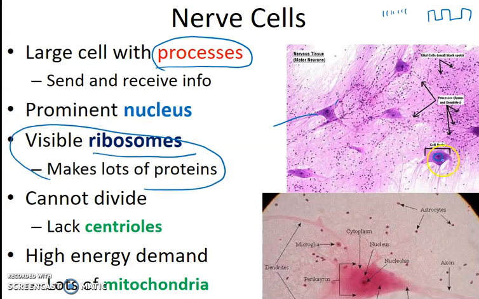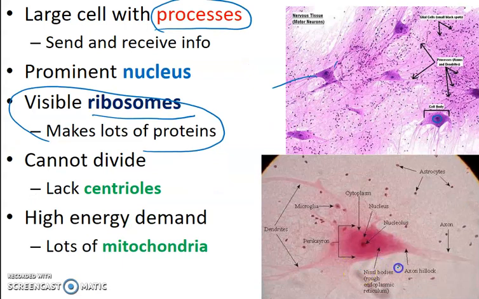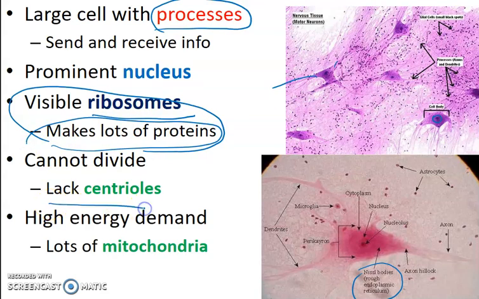So this stain, see how they're actually very, very dotted in here? That's actually something called Nissl bodies. So this one actually labeled the Nissl bodies. And those are ribosomes on the rough endoplasmic reticulum. There's lots and lots of these because nerve cells make lots and lots of proteins. So they can't divide, so they'd be lacking centrioles. And they have a high energy demand, so they have lots of mitochondria. So those are characteristics of nerve cells. Now we're going to look at the tissue in our next lecture.